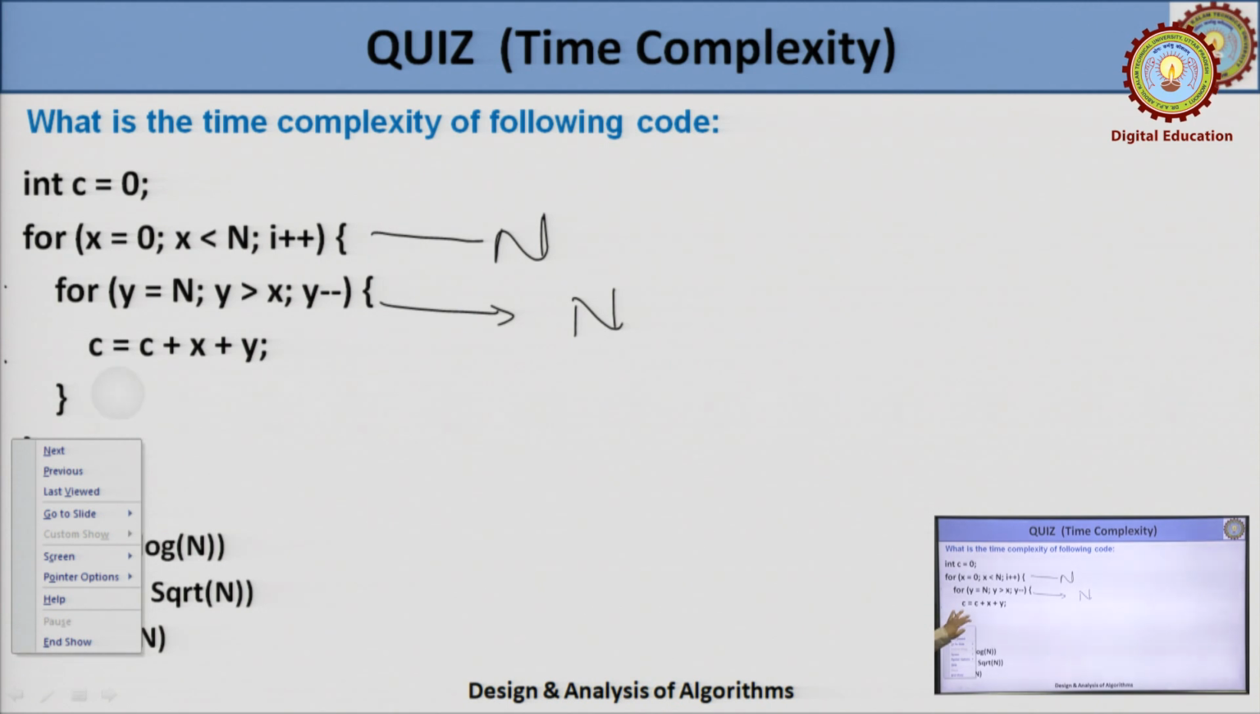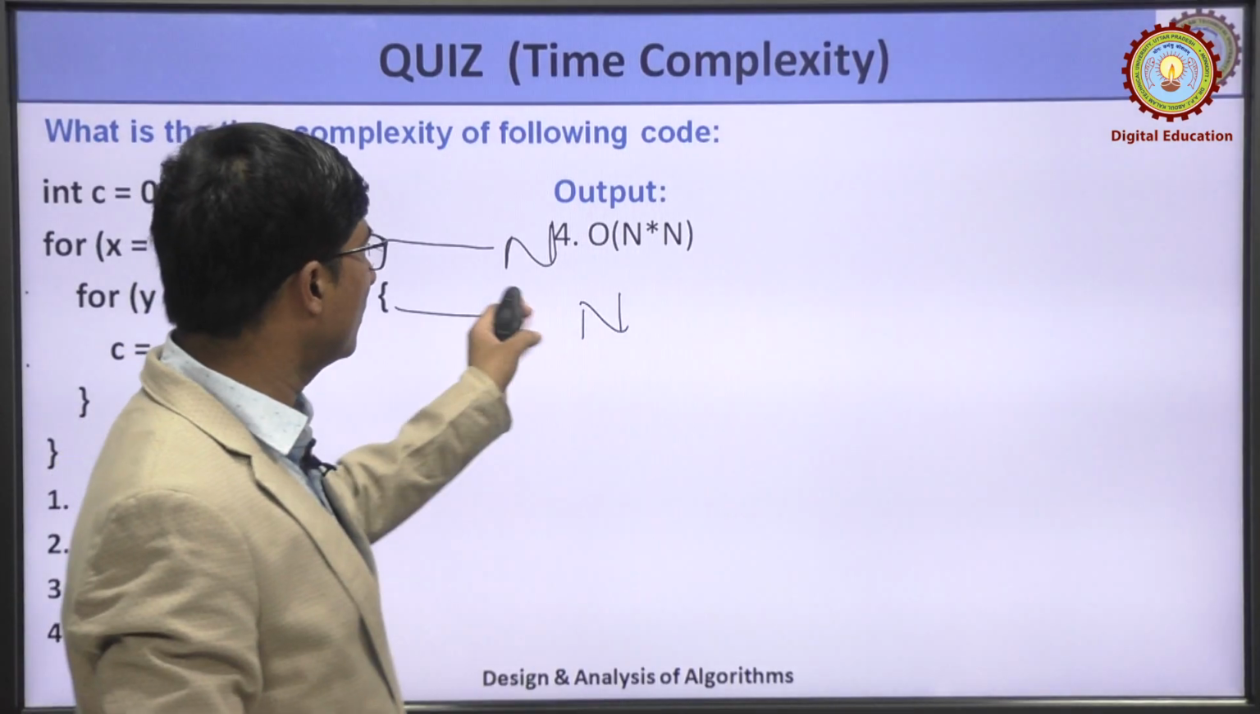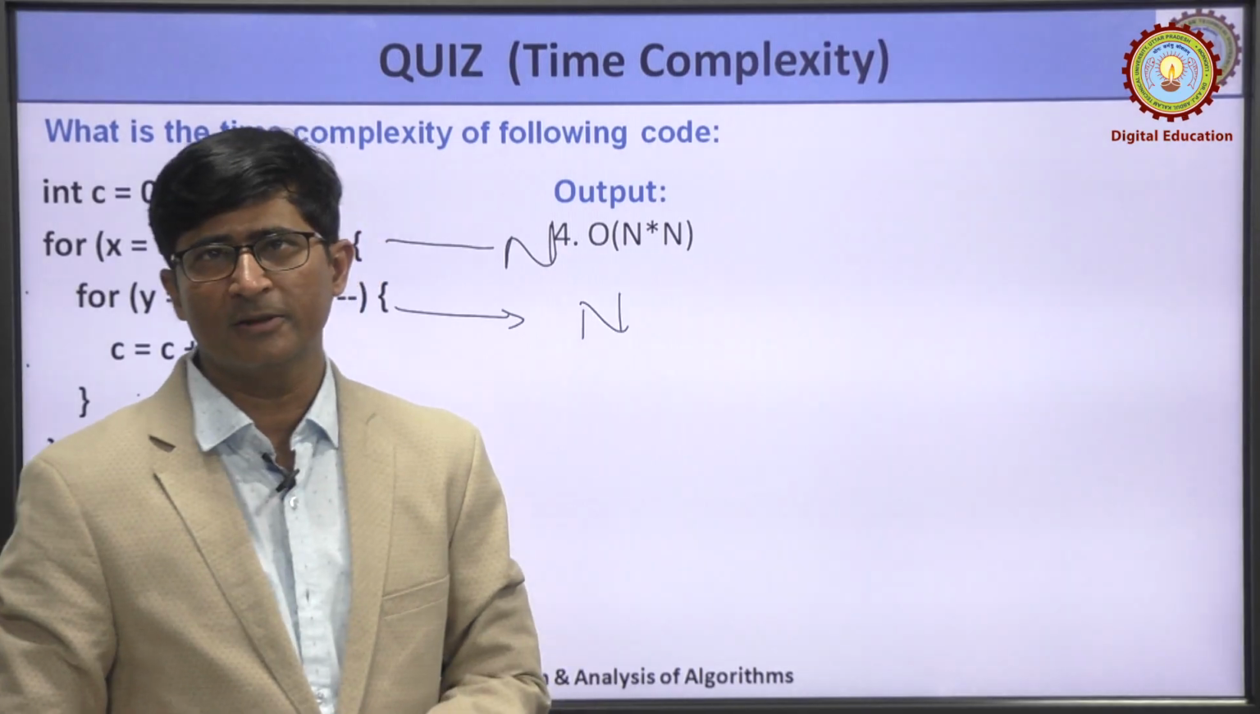Since this is an embedded loop, the answer would be n into n. So the time complexity would be order of n cross n, which can be stated as order of n square algorithm, right.